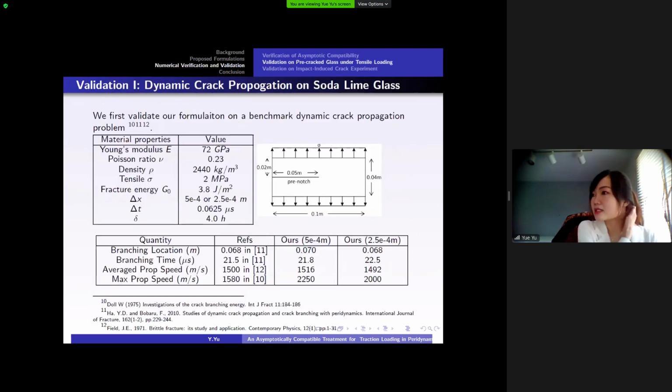Now let's look into some validation. Let's investigate the performance of this workflow on brittle fracture, on dynamic brittle fracture. The first case we consider is a benchmark dynamic crack propagation problem, which was investigated by Ha and Bobaru in 2010. This is a pre-notched soda-lime glass, and we have stretching on the top and the bottom of it.